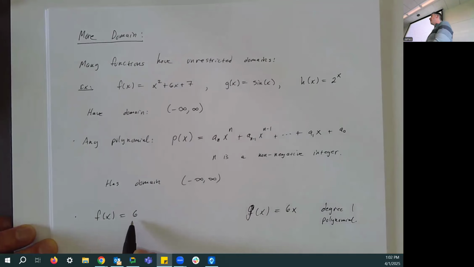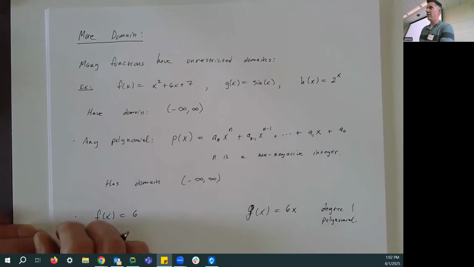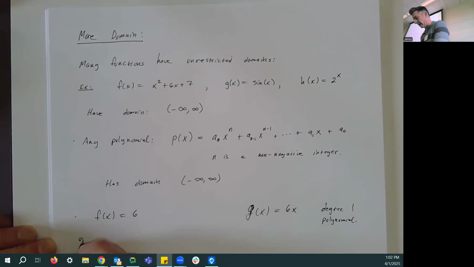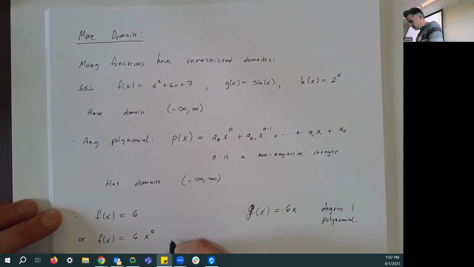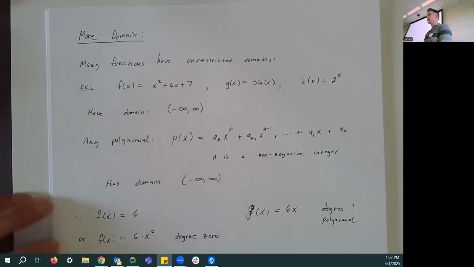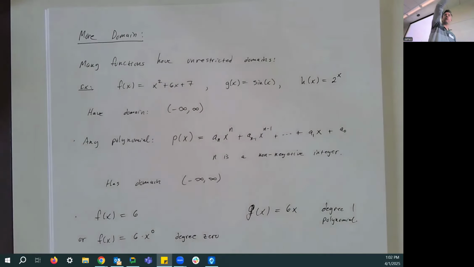But there's no x's over here. And although we never would write it this way, you could write it as 6 times x to the 0th power. It is technically a 0th degree polynomial. But nobody writes that. But it is a polynomial. It's kind of boring. It's just a constant function. It's a horizontal line. It is a function, right?